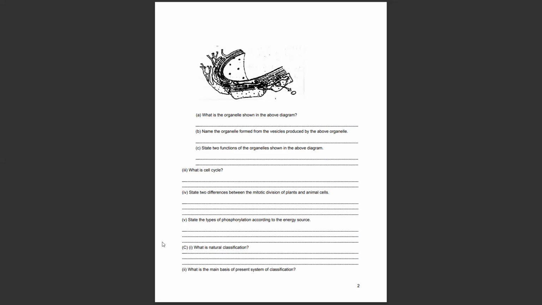And the other point that you should know is you can't write smooth endoplasmic reticulum and rough endoplasmic reticulum in short form as SER and RER. 4 marks will be given, right? So you have to write it in words. Smooth ER is okay, but SER, no marks. Smooth ER or rough ER, rough endoplasmic reticulum.